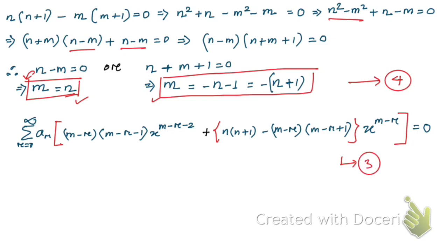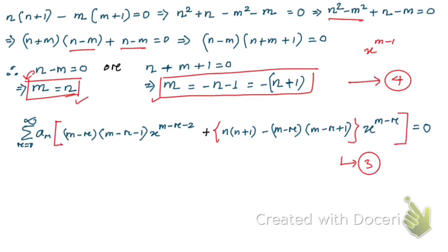If you are writing while I am explaining, don't write equation number 3 again. It is already written in the previous slide, but I don't want to go back to the previous slide again and again. That's why I have written this equation again, because we need to use it now. So from this equation we're going to equate the coefficient of x to the power m minus 1 with 0.